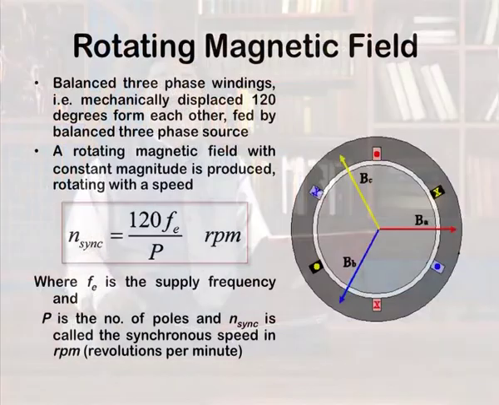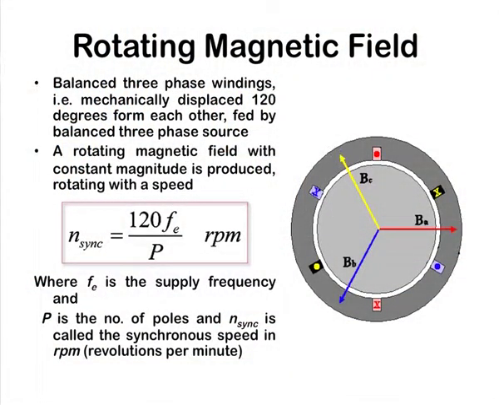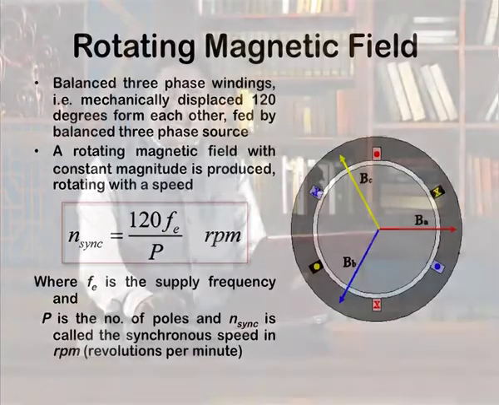When these three phase magnetic fields interact, they produce a rotating magnetic field, and this rotating magnetic field will rotate at a speed known as synchronous speed. This synchronous speed is given by the formula 120 f upon P, where 120 is the constant, f is the frequency of the supply source, and P is the number of poles. Mind it, this synchronous speed is given in the unit RPM, which stands for revolutions per minute. So, the conclusion is that whenever a three phase winding is supplied with three phase current, a rotating magnetic field which rotates at synchronous speed is produced.